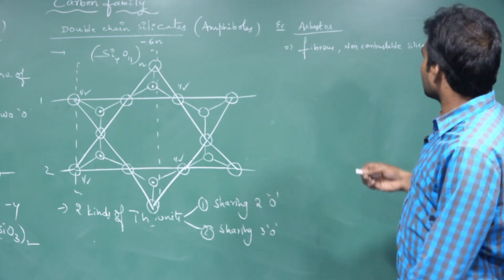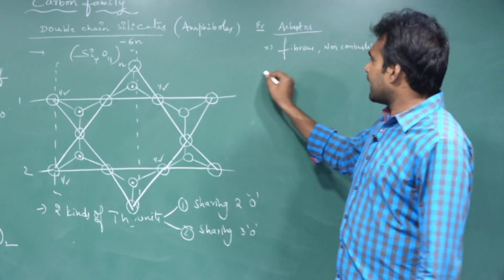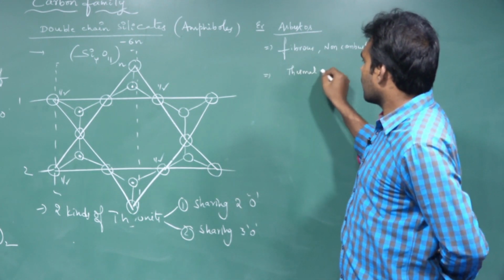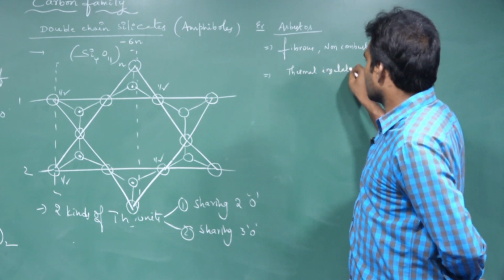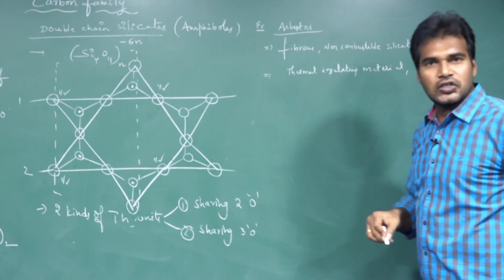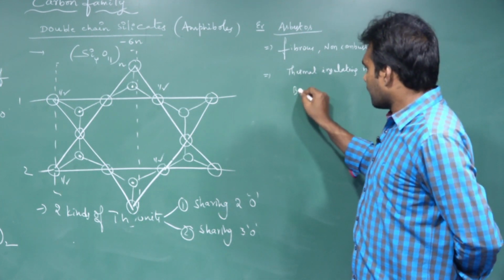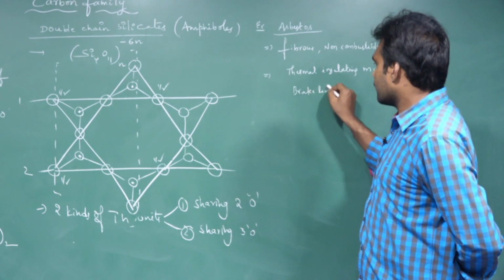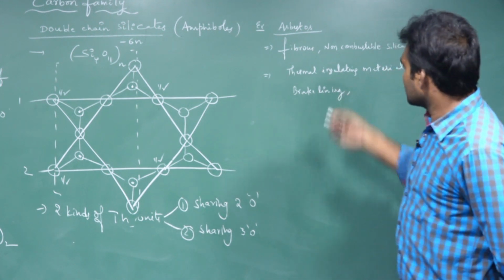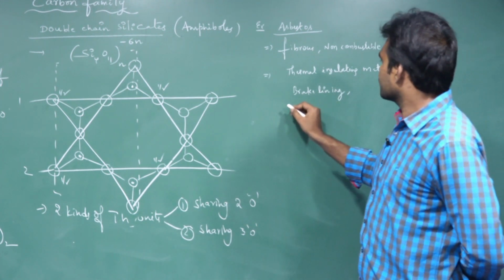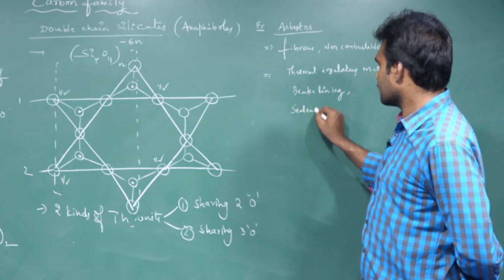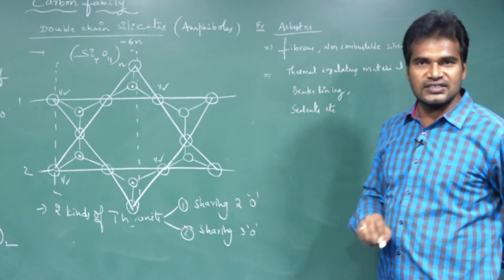So because of its non-combustible nature, we can use this asbestos as what? Thermal insulating material, and also for brake lining, for lining of brakes, and also for sealants, we can use this asbestos.